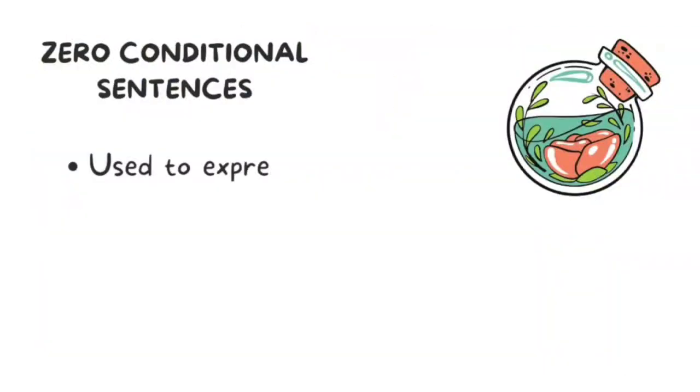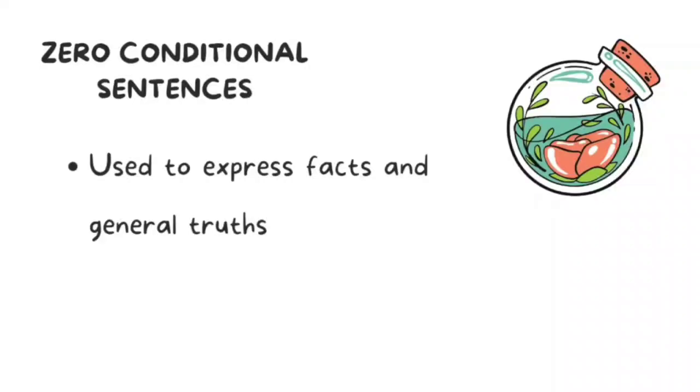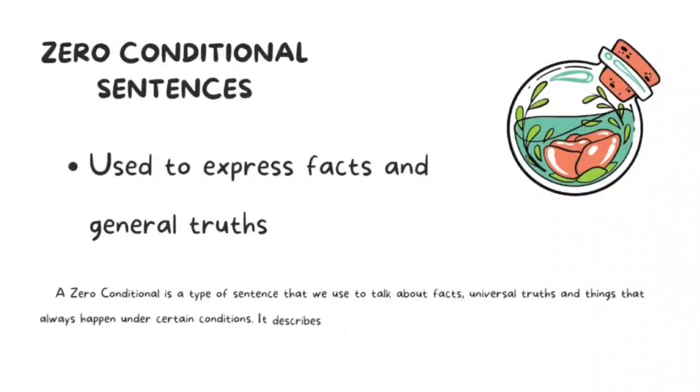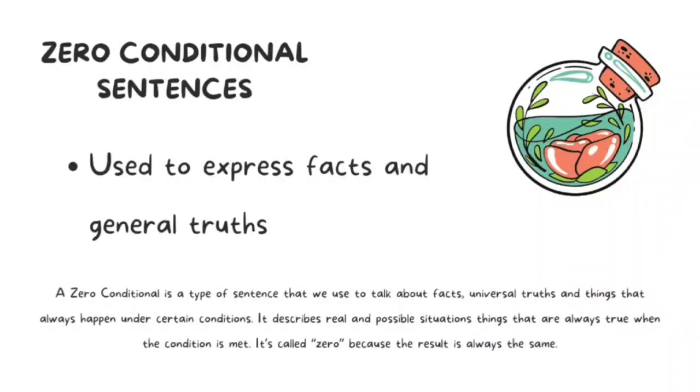Firstly, we are going to go over zero conditional sentences. Zero conditional sentences are used to express facts and general truths. It's a type of sentence that we use to talk about facts, universal truths, and things that always happen under certain conditions. It describes real and possible situations, things that are always true when the condition is met. It's called zero because the result is always the same.